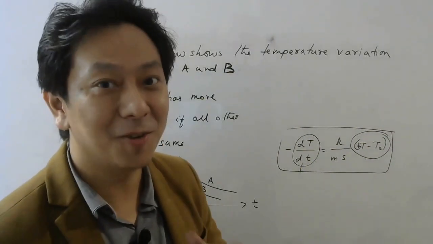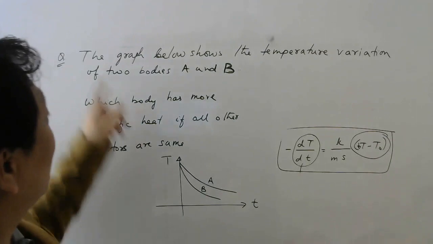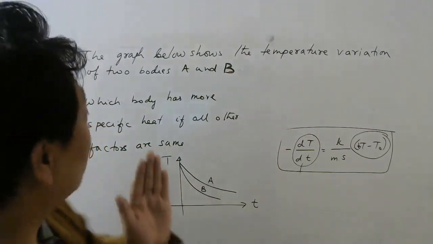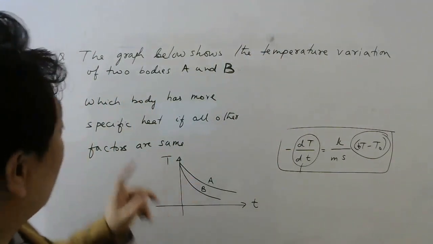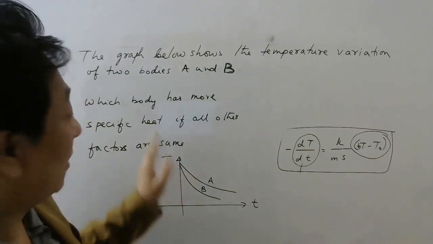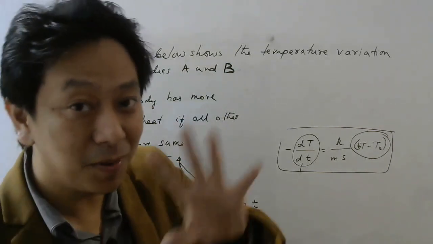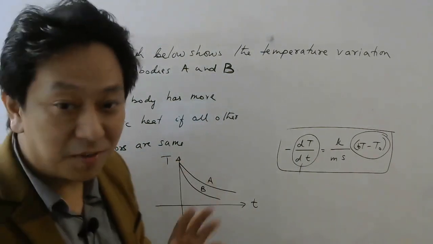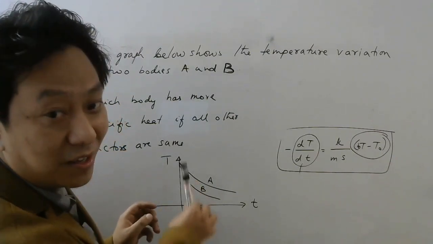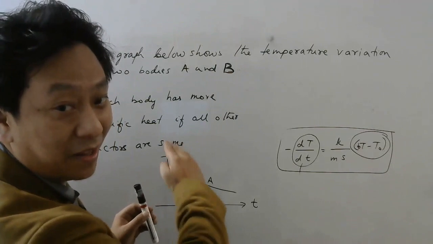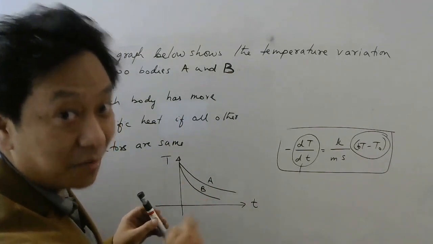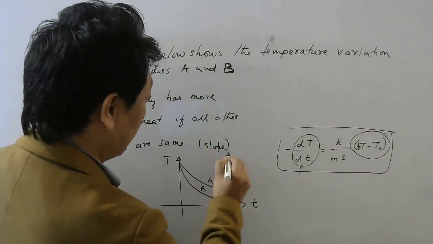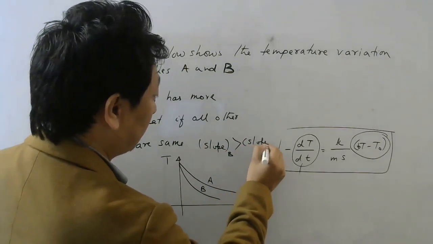Let us now see a graphical question based on Newton's law of cooling. So the graph below shows the temperature variation, how temperature decreases, of two bodies A and B. Which body has more specific heat if all other factors are same? So keeping other things same, which one will have more specific heat, they are asking. So if you observe the graph, which graph looks more vertical? Obviously graph B, right? Graph A is more horizontal, graph B is more vertical. So therefore the slope of B will be greater than the slope of A, right?